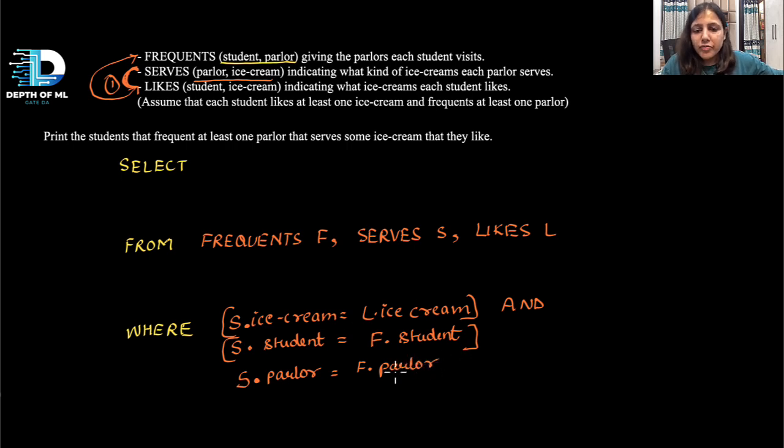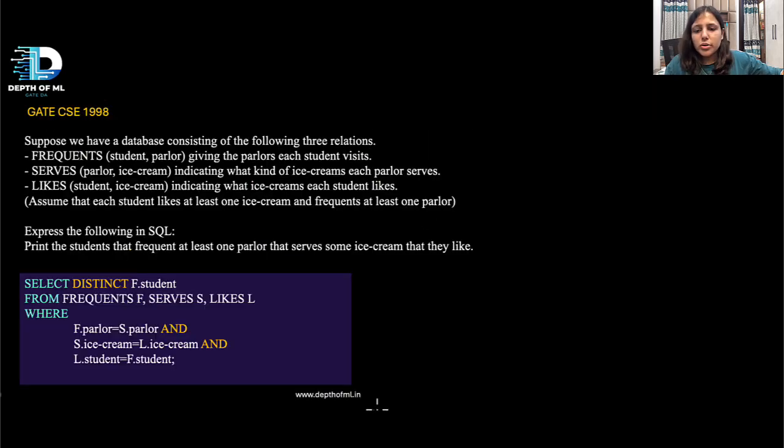Fine. So if we do this, we'll get all the rows where the student likes the ice cream, that ice cream is being served by this parlor, and this parlor is being visited by the student. So we have joined all these three tables. We have done a natural join on all three tables, and now you have to find the students, right? So you will just do S dot student, or L dot student as student. Fine. So if you do this, your query will be solved.